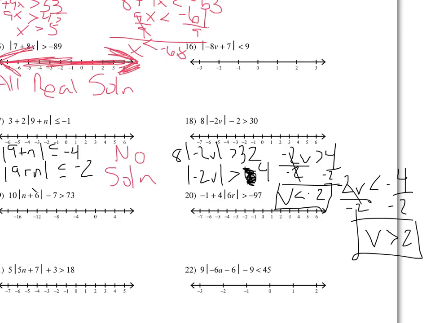So I'll get v is greater than 2, so open circle at 2. V is less than -2. And I shade towards the arrows. And we will finish the rest of these problems up in class tomorrow.